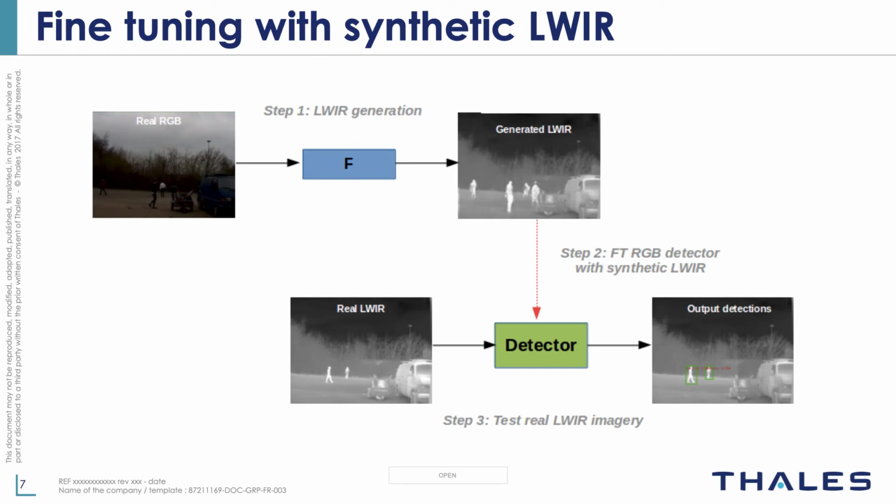We'll now discuss our approach 2. Real RGB imagery is translated to synthetic long-wave IR. These synthetic long-wave IR images are used for fine-tuning an RGB trained detection algorithm, and we test the real long-wave IR on this network.